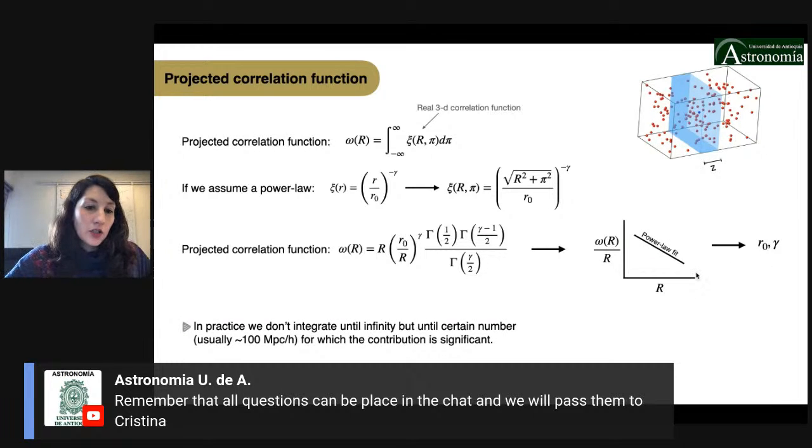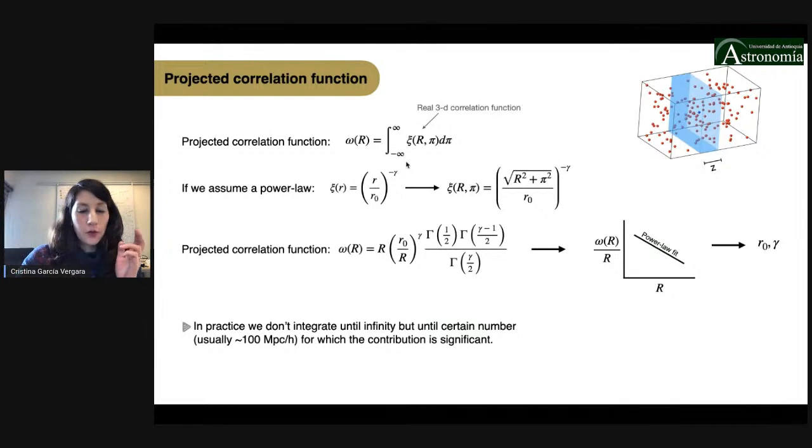In practice, you don't have to integrate this to infinity, because at some redshift distance from the galaxy it will not be strongly clustered anymore, and the signal will be very weak. In practice, you normally use a limiting value for the distance in redshift space to make the integration. I'm going to show you this in a bit.